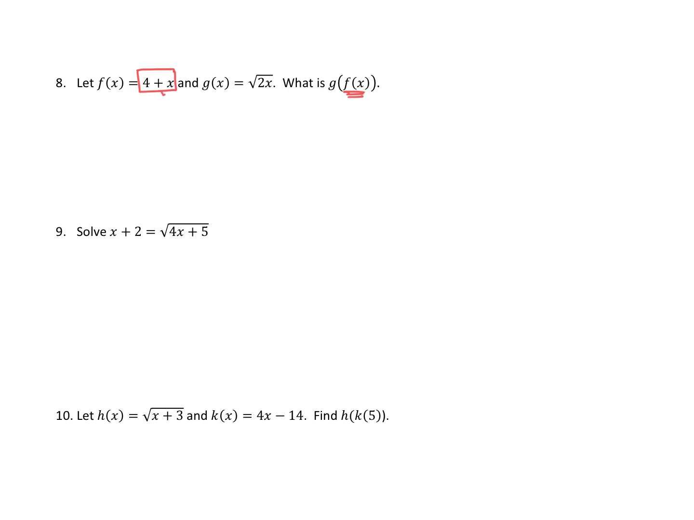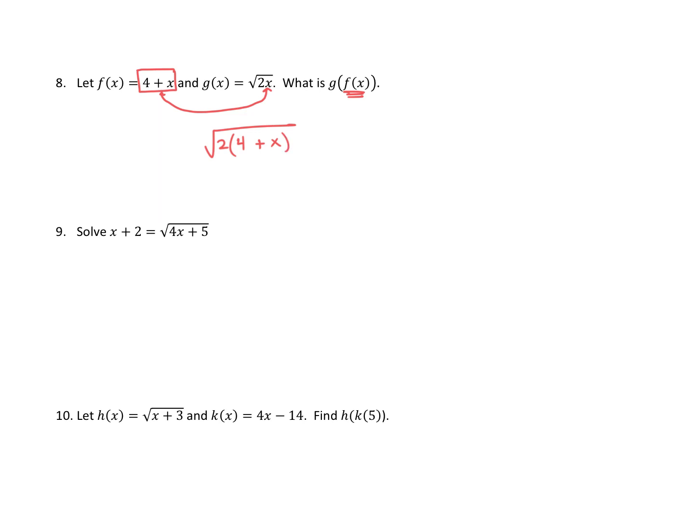So we look at our g function, it's the square root of 2 times x, and this 4 plus x is going to substitute in for that x. So when we rewrite this, we have the square root of 2 times, instead of x, we substitute in our f function, which is 4 plus x.